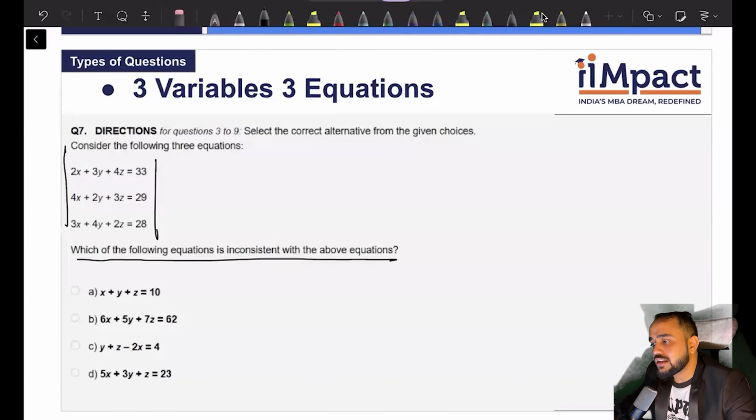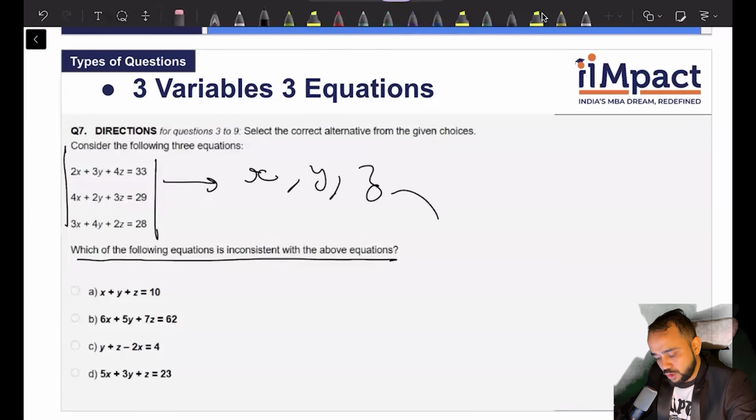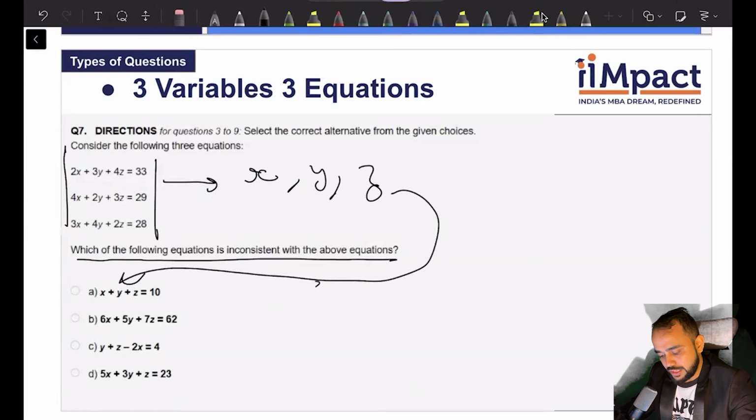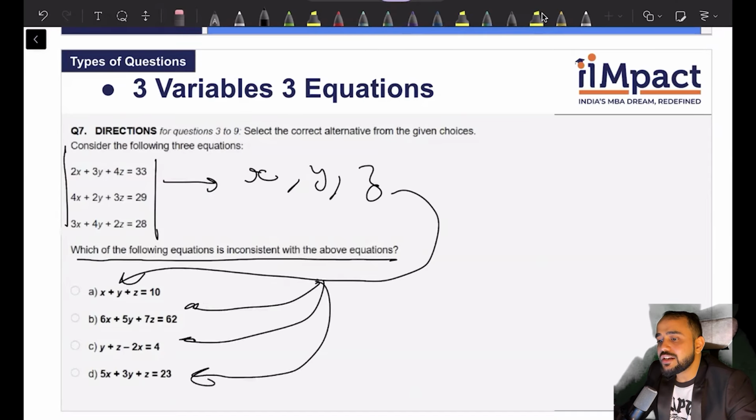What they are technically asking you to do is, boss, solve this, find the value of x, find the value of y, find the value of z, then put it in this equation, put it in this equation, put it in this equation. Whichever equation does not get equality as an answer, that is going to be inconsistent with the given system.